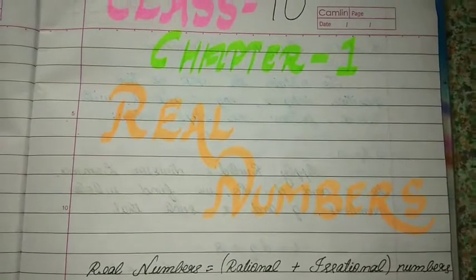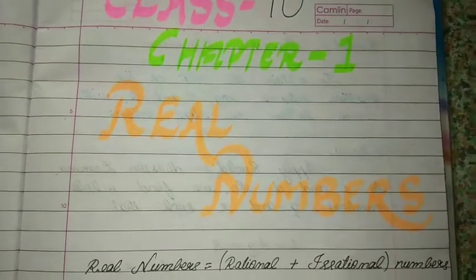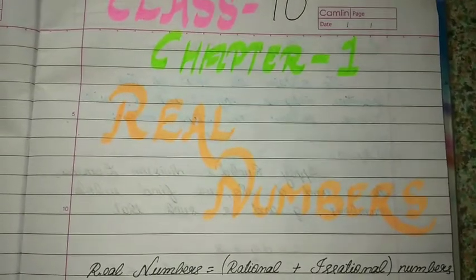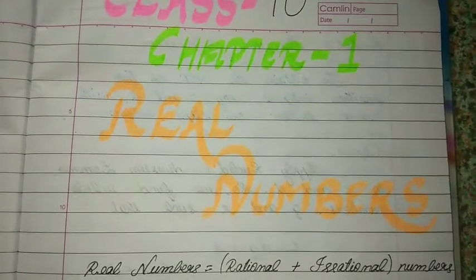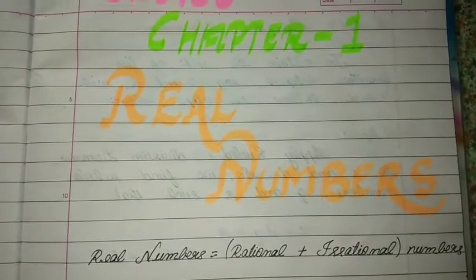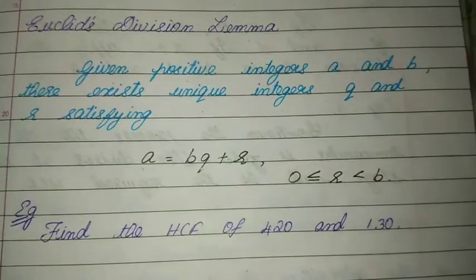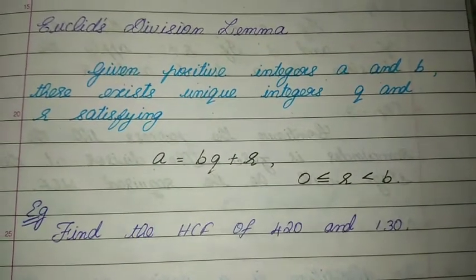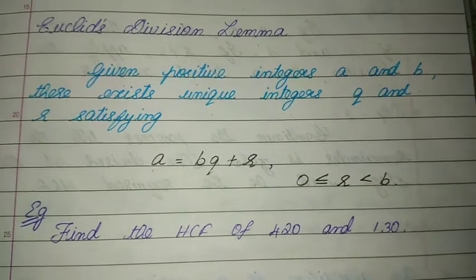First we will be learning about finding HCF, next LCM, then about rational numbers and their fractional forms. Okay, so now the first topic deals with finding HCF. Euclid's division lemma. So this lemma is used to find the HCF of a number.